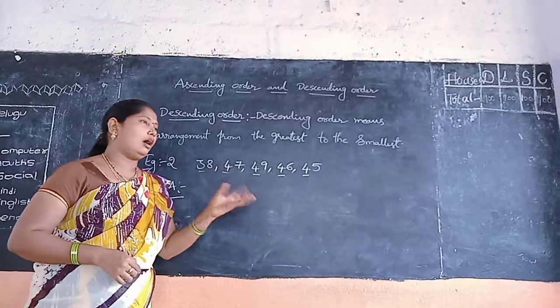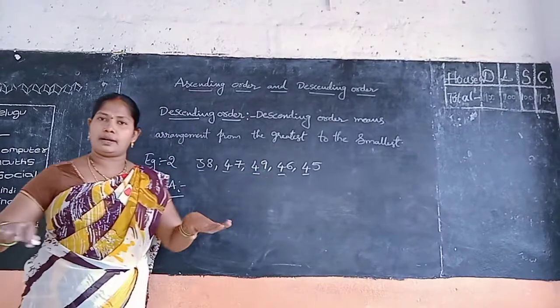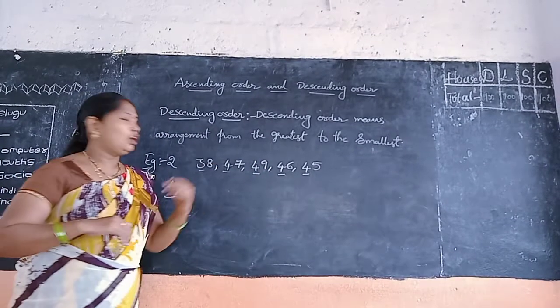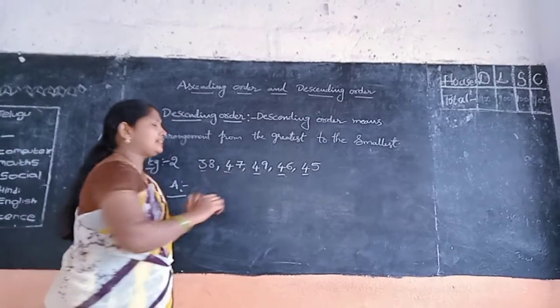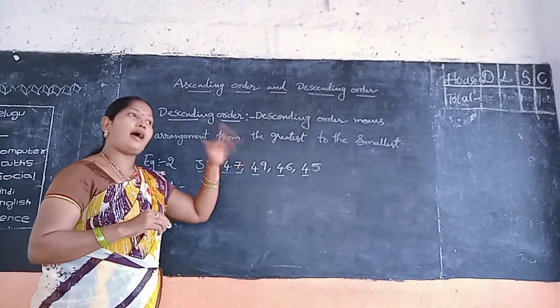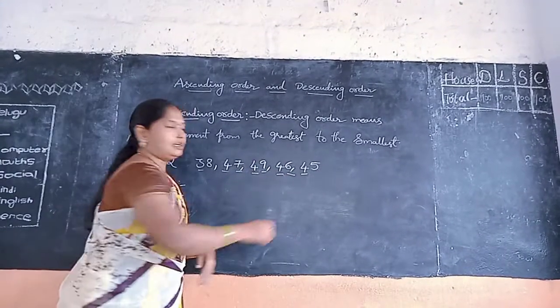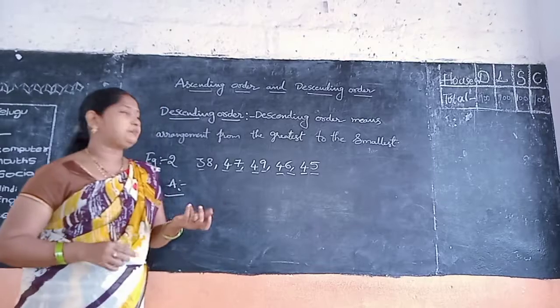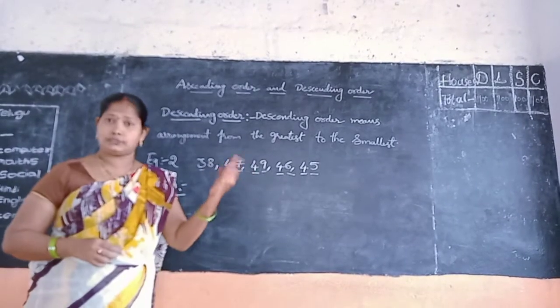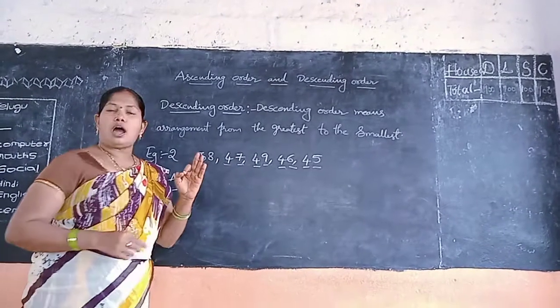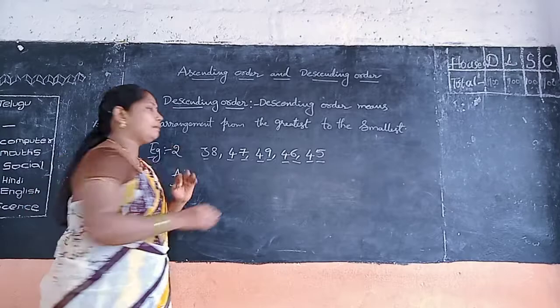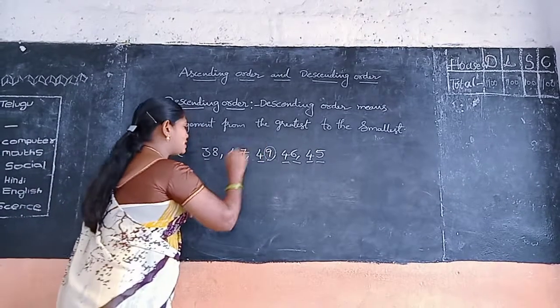Now the tens place values are common, so you take the ones place value. In 47, 7 is there. Then 9 is there. Next 6 is there, and 5 is there. Which one is the biggest number in the ones place? 7, 9, 6, 5. Now 9 is the biggest number. This is the first one.